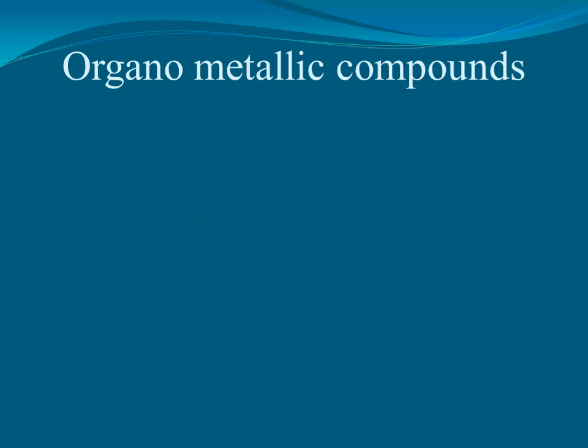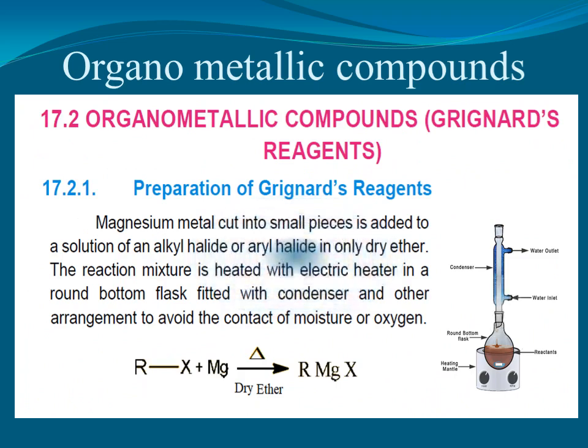Students, let us start today's lecture with organometallic compounds. Organometallic compounds are those compounds in which the carbon atom is chemically bonded to a metal atom. Such compounds are called organometallic compounds. Now, one of the most important organometallic compounds is Grignard's reagent. Grignard's reagent is named after the scientist Grignard, who used magnesium as a metal to produce organometallic compounds. That reagent is called Grignard's reagent.